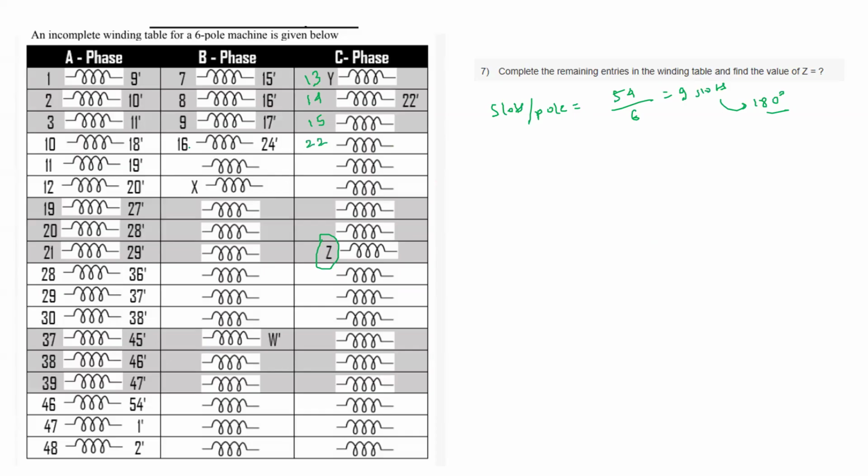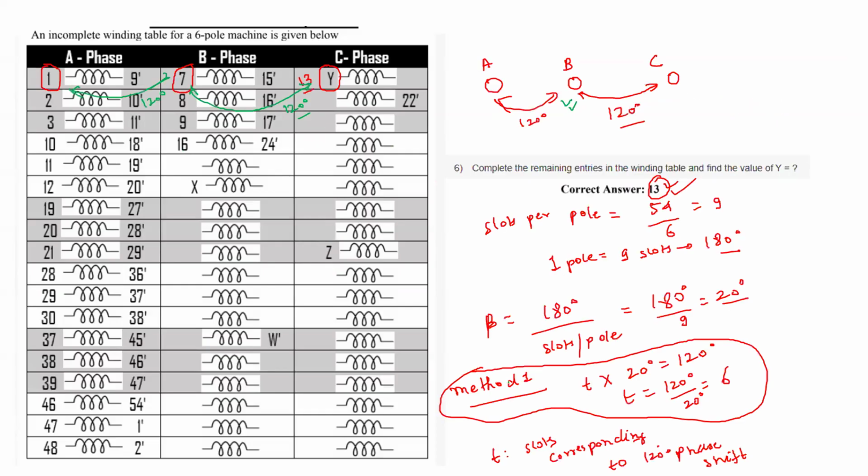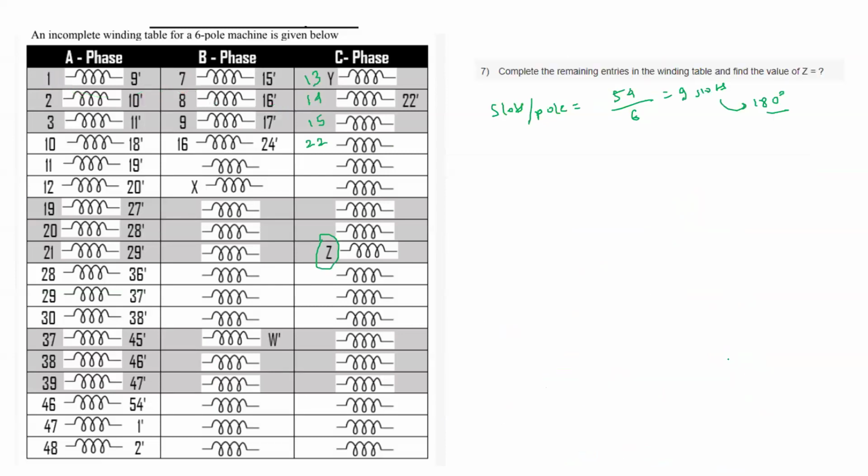You can also enter this 22 from here, because from the last question we know that this is 6, a 120-degree phase shift. So from 16 plus 6 you enter 22. Like that, 22, 23, 24. Because we know that in one coil group the numbers are consecutive: 13, 14, 15, 7, 8, 9, 9, 10, 11, 18, 19, 20, like this, 22, 23, 24. Now from 24 I have to go to this end. So this is 180 degrees.